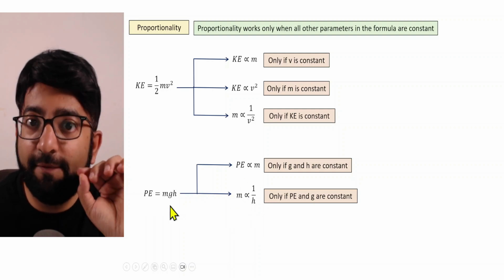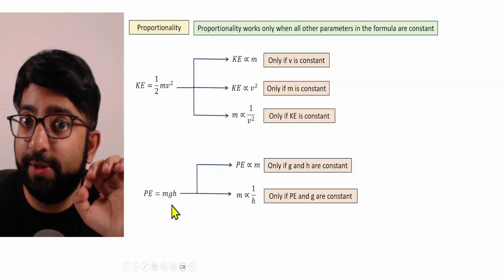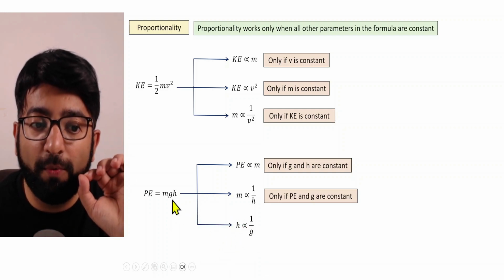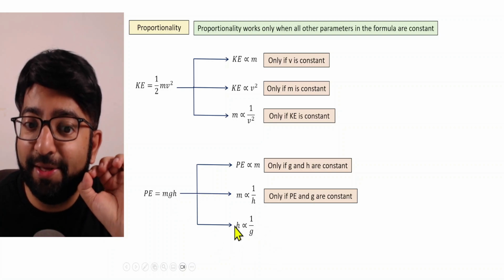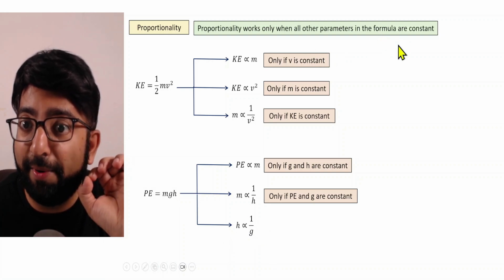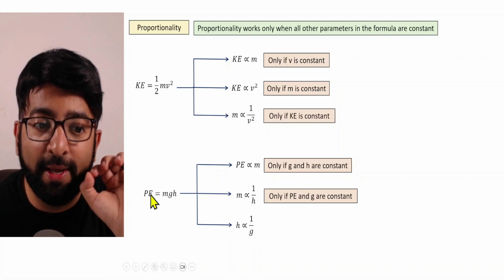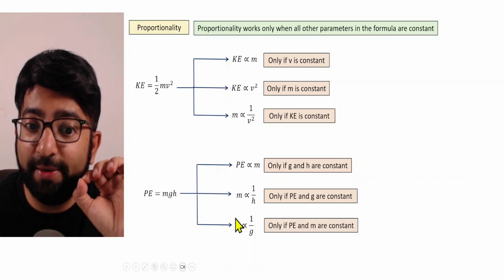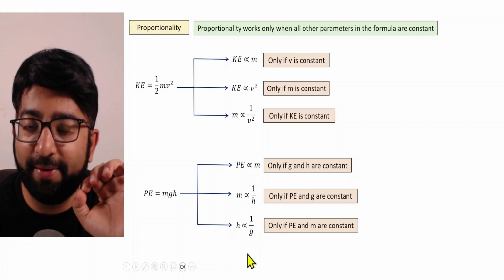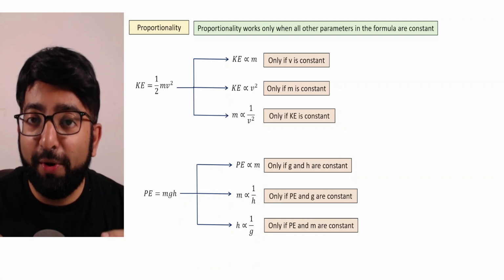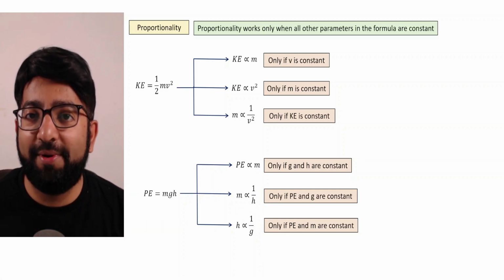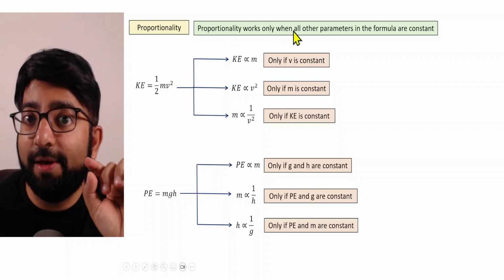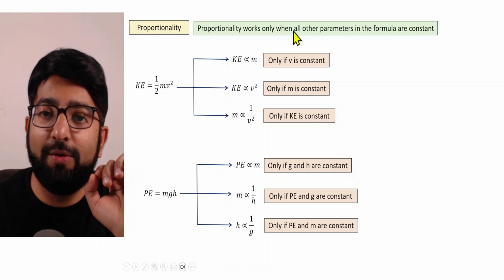Using the same logic, if we try to connect g and h with a proportionality, same trick, h will be inversely proportional to g. But again, this will be true if all the other parameters in the formula are constant, which means PE and m. Only if PE and m are constant can we use this proportionality. And this concept we are going to use in almost every chapter. To sum up, the logic is proportionality will work only if all the other parameters are constant.